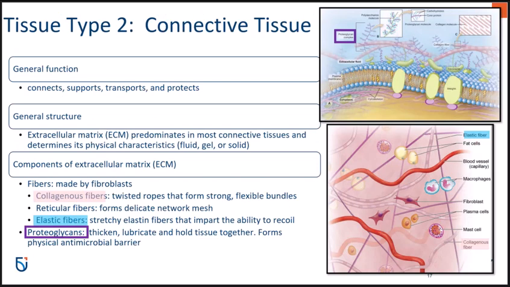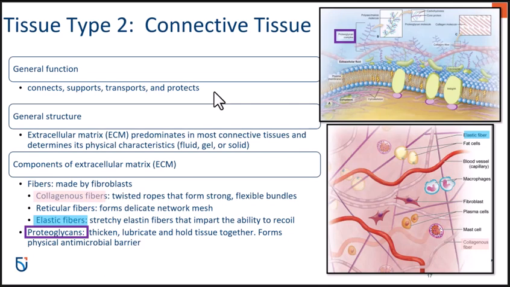Now we're moving on to our second tissue type. We've spent so much time talking about epithelial tissue. We're now going to look at connective tissue. And remember that muscle and nervous tissue will be talked about in a lot more detail once we get to those units. The role of connective tissue, there are many. It's going to be involved in connection, support, transporting, and protecting the body.